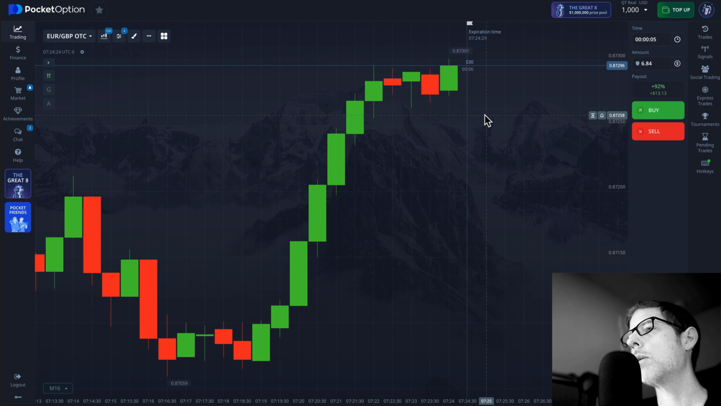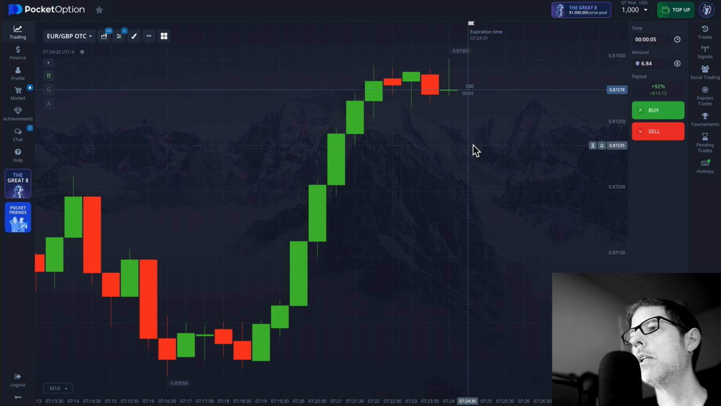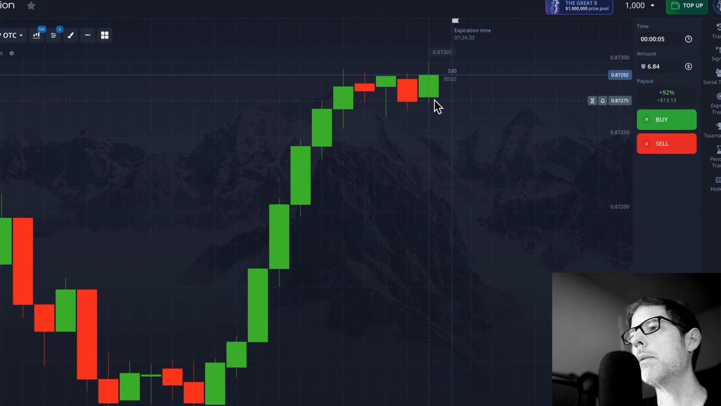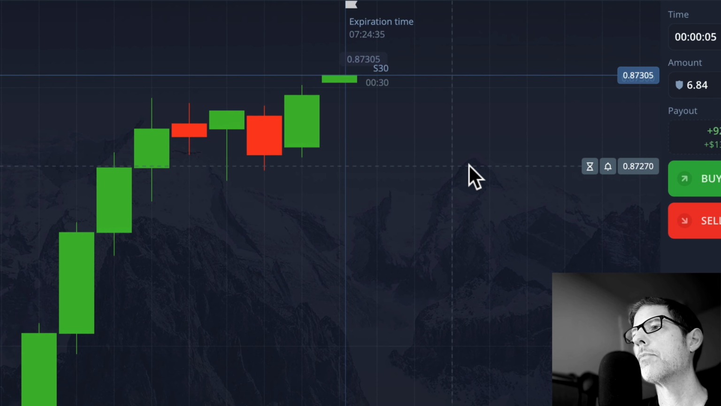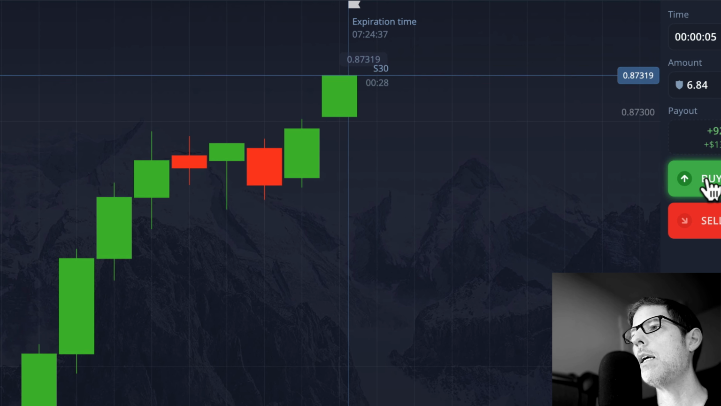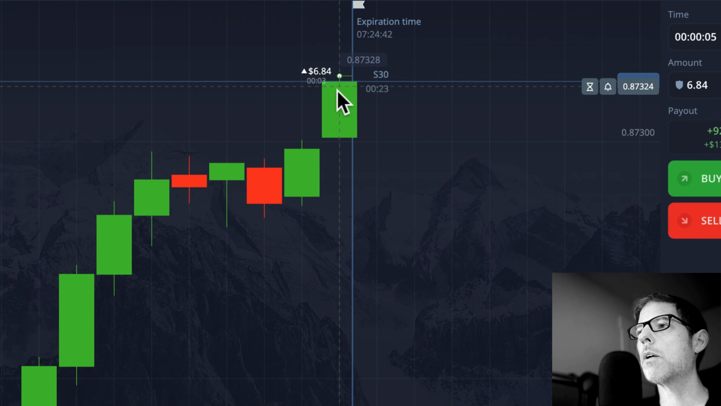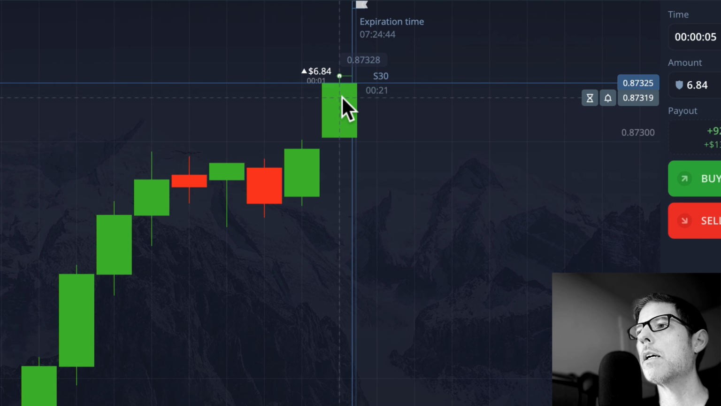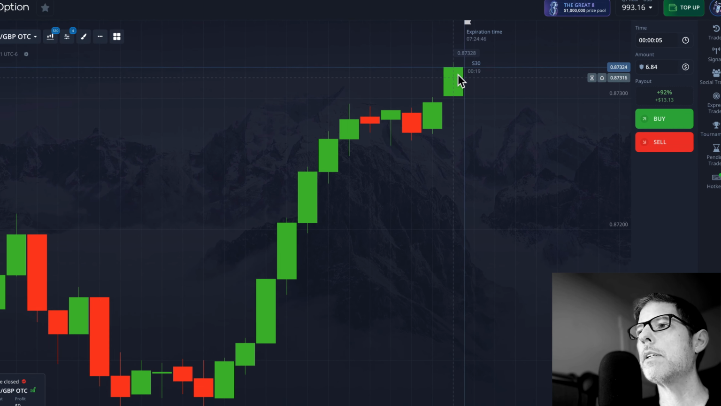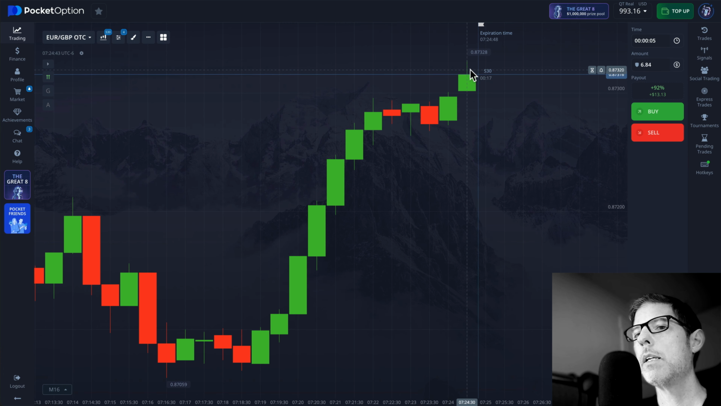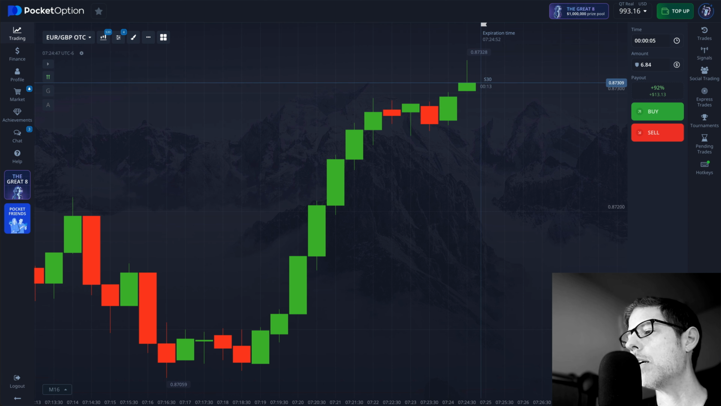Let's give this chart one more chance here and let's see what this next candle is going to be. 30, 29, 28, 27, 26. Okay, so I'm going to go ahead and enter. And I've entered because this is a fairly healthy size bodied candle. Now it looks like that was a loss, but it's okay if you have a loss.